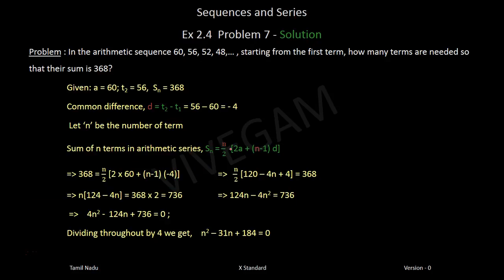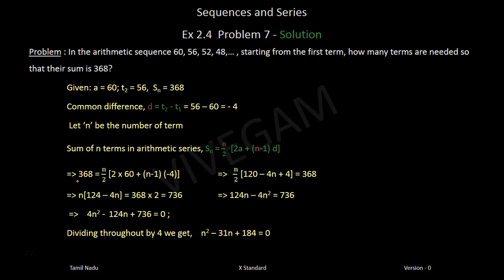So our solution: a equal to 60, T2 equal to 56, and Sn equal to 368. Common difference d is T2 minus T1, that is 56 minus 60, so that's equal to minus 4. So let n be the number of terms, and the sum of n terms is Sn equal to n by 2 into 2a plus n minus 1 into d. So in this equation, everything is known. Sn is known, 368, a is known, 60, d is known, minus 4. Only n is not known. So we should be able to calculate that.